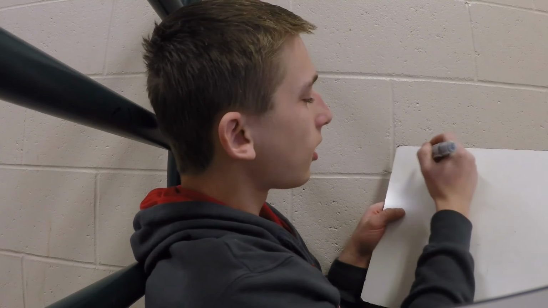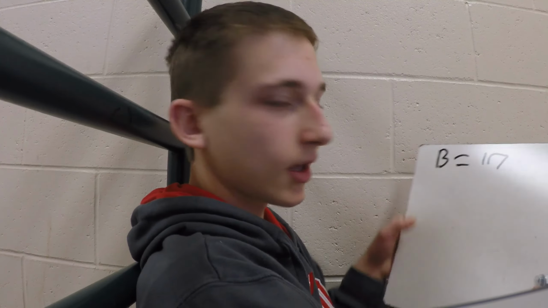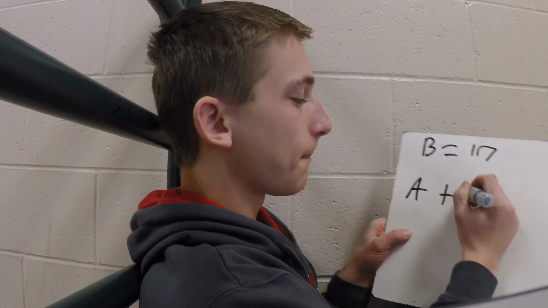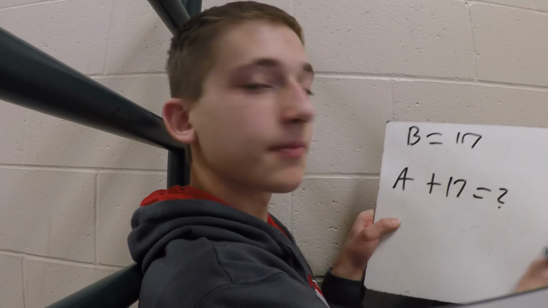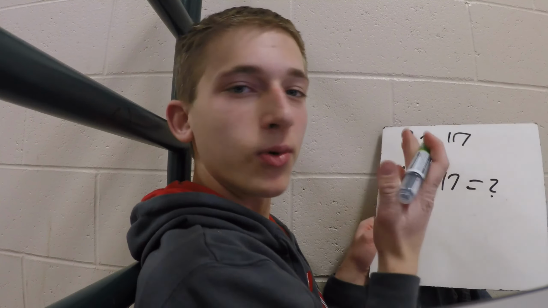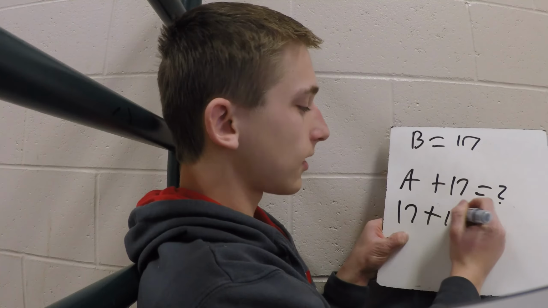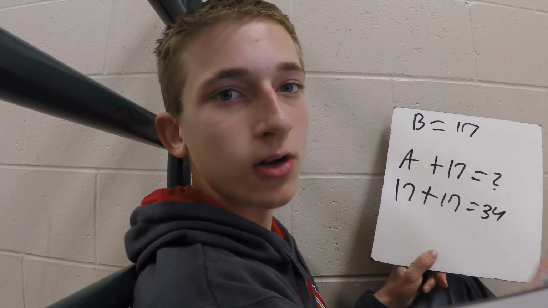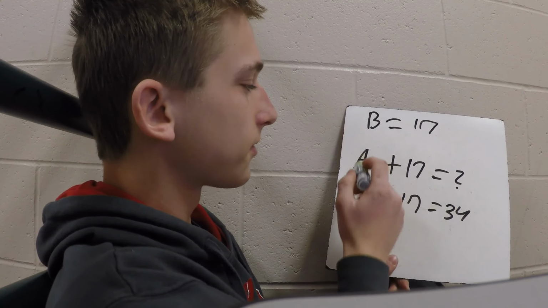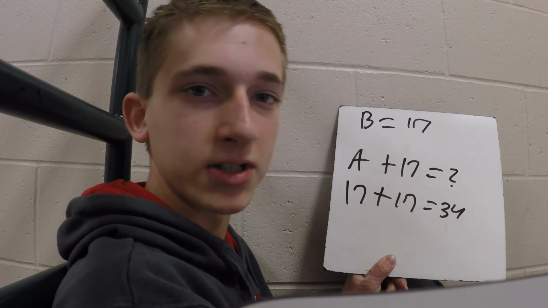That's how it goes. So the final one is the substitution property. The substitution property is when we use the last ones, the transitive and reflexive properties, in substitution. So for example, if we know that B equals 17, and we have an equation that says A plus 17 equals question mark, well, we already know that A equals B. So we can finish this out by doing 17 plus 17 equals 34. So in an equation, if you know that A is equal to B, you can just substitute A out and put B in there, because you know that they're equal to each other.